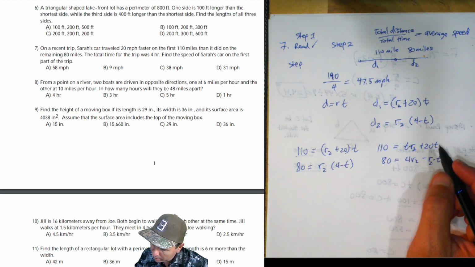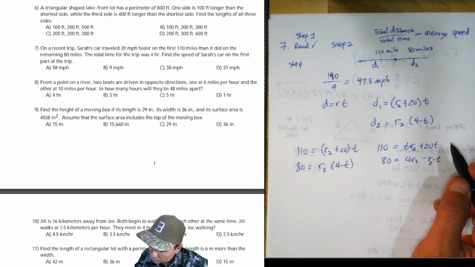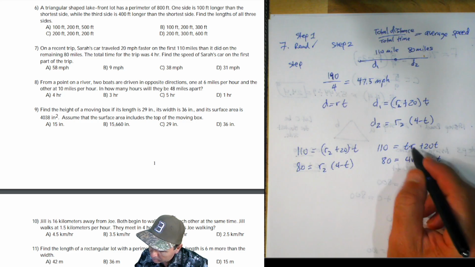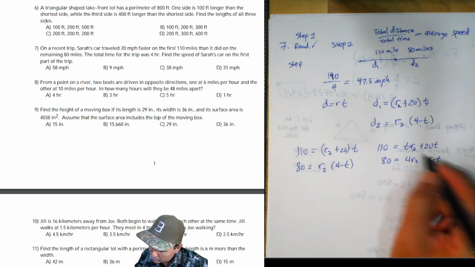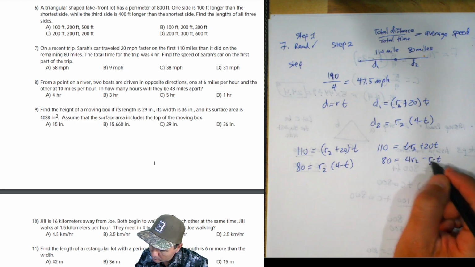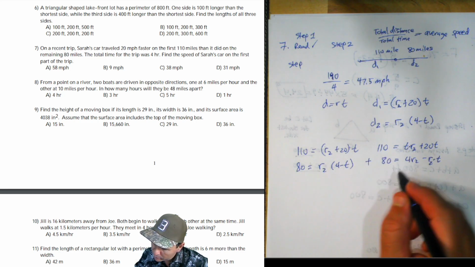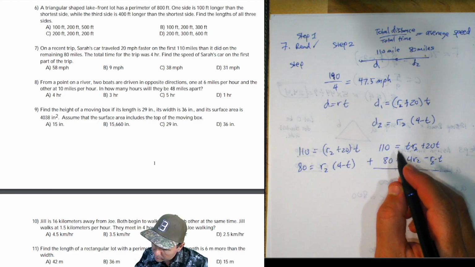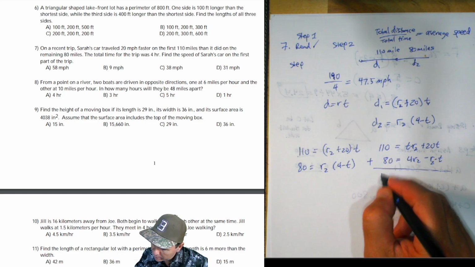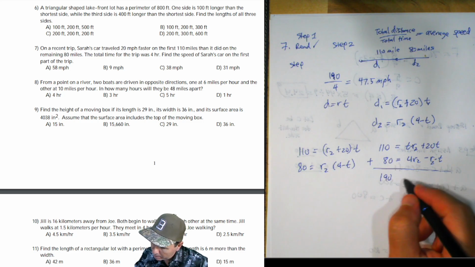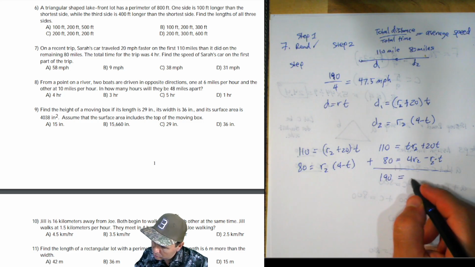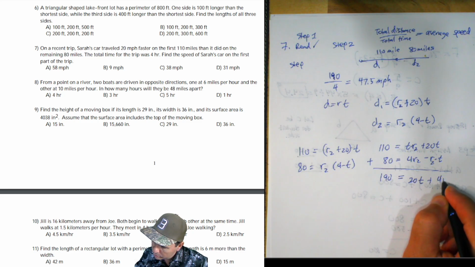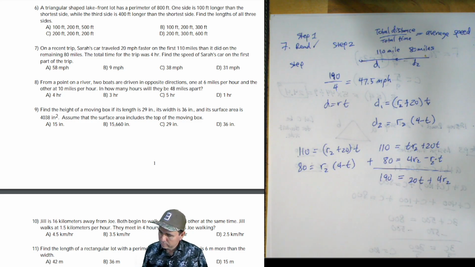Let's go ahead and try to solve this. I can do a couple of things. I can add them straight down because these two are going to cancel each other. These are equal. So if I just add them straight down, this might look weird to you, but 110 plus 80 is 190. And this is going to equal 20t plus 4 times r2. Okay, so that's one equation.